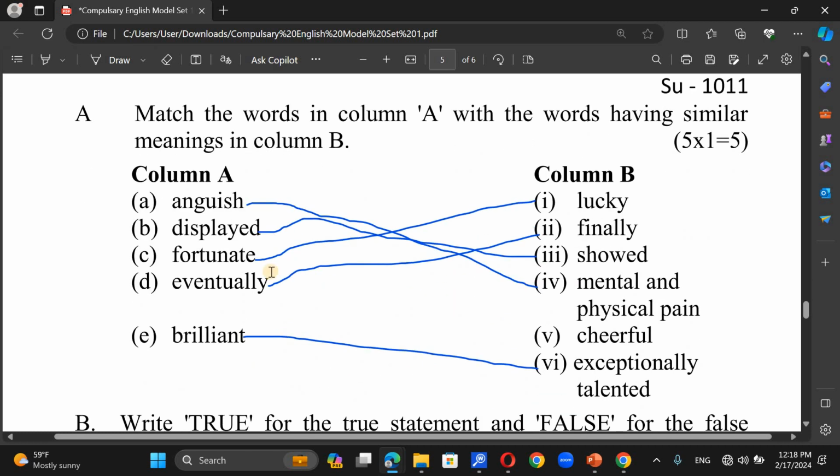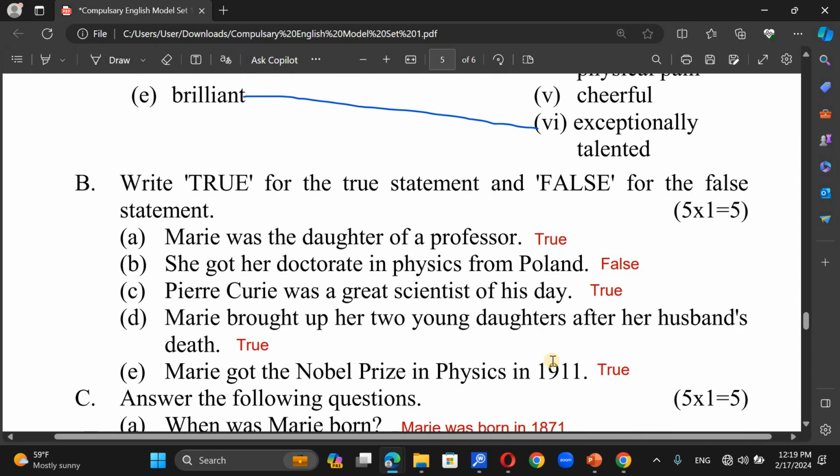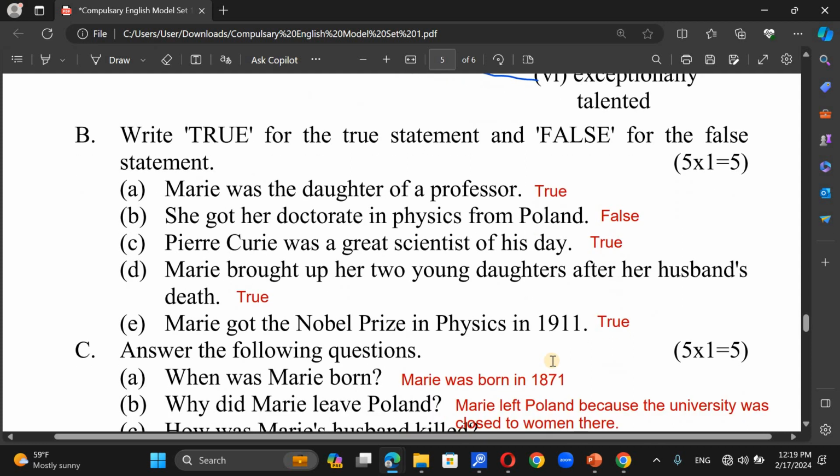Let me show you. Matching. Anguish means mental and physical pain. Displayed means showed, S-H-O-W-E-D. Fortunate means lucky. Eventually means finally. Brilliant means exceptionally talented. Now, write true for the true statements and false for the false ones.